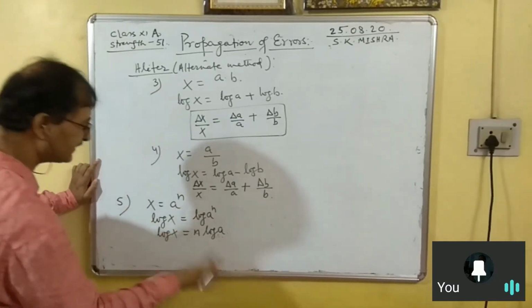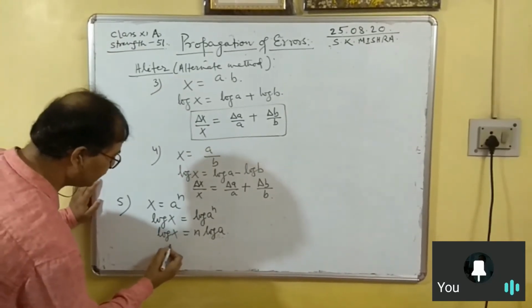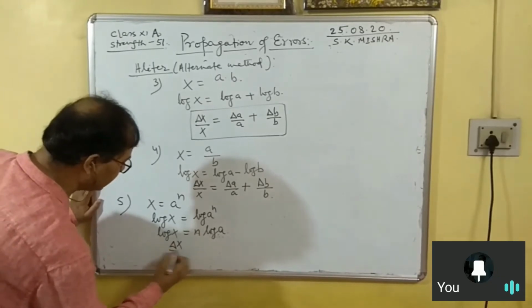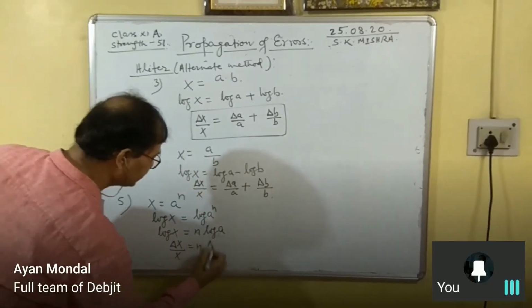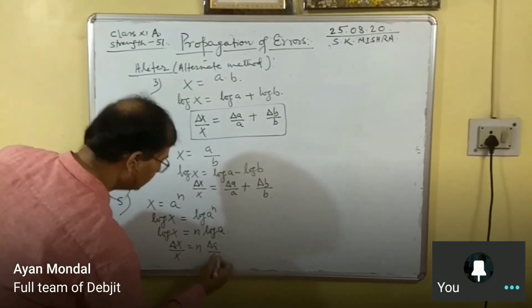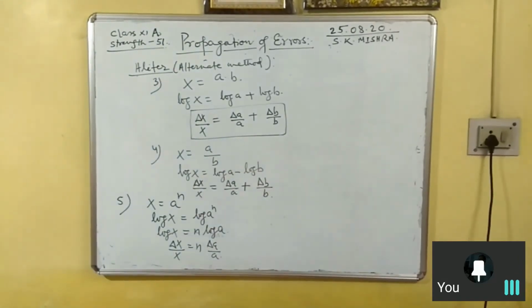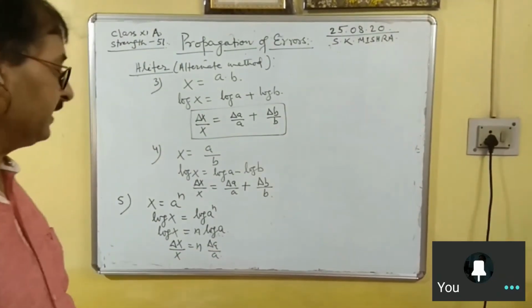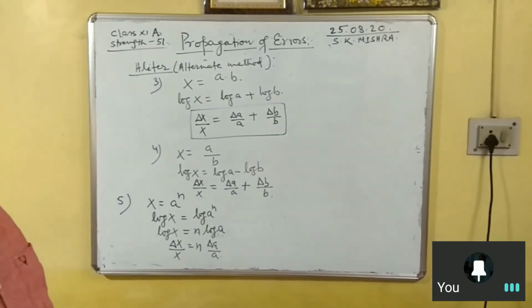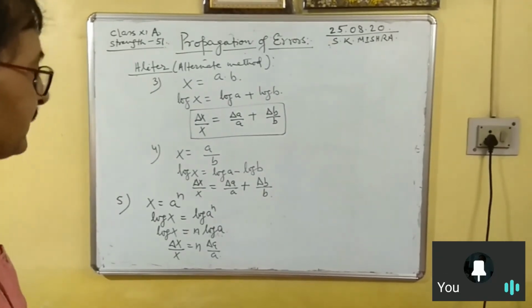Differentiating LHS and RHS, the differentiation of log x, in a similar way, we can write delta x by x. This is n. Differentiation of log A is delta A by A. So the relative error in x, delta x by x, is equal to n times the relative error in A, delta A by A.